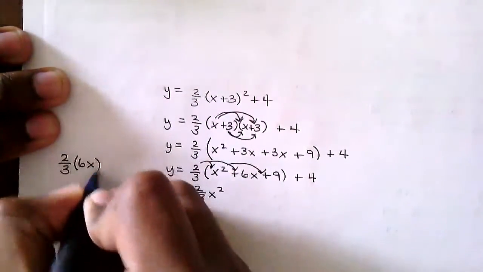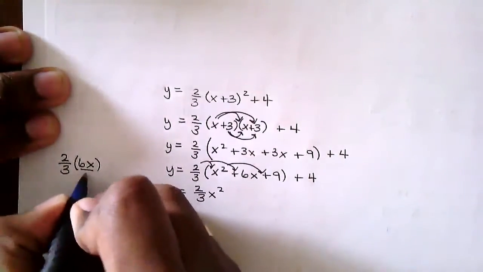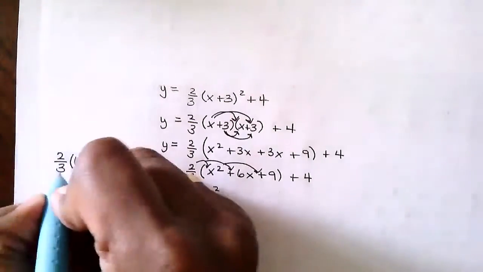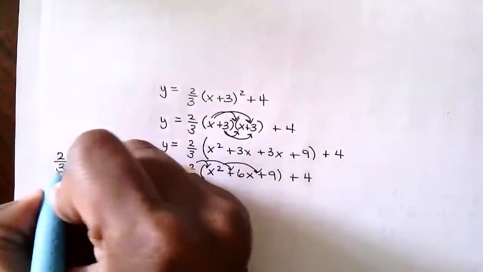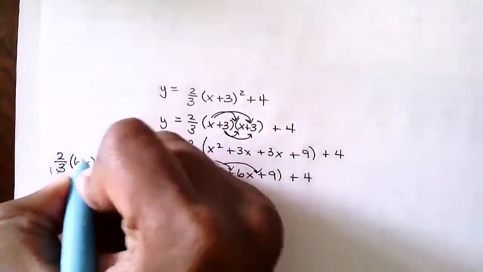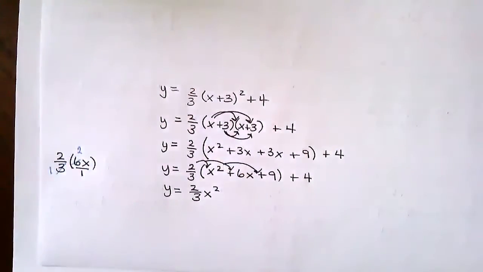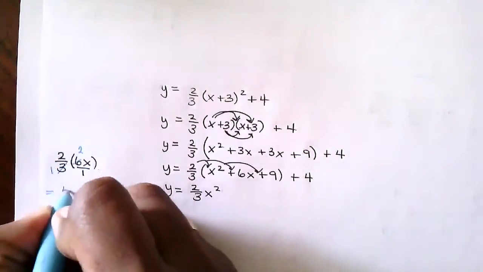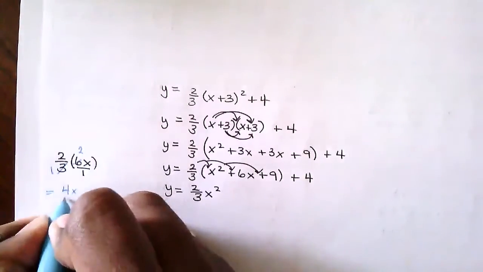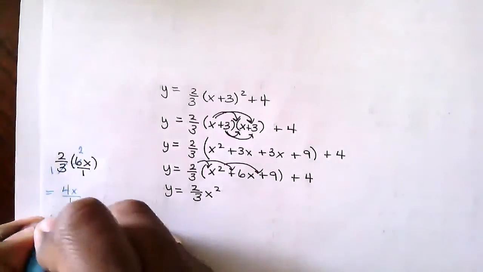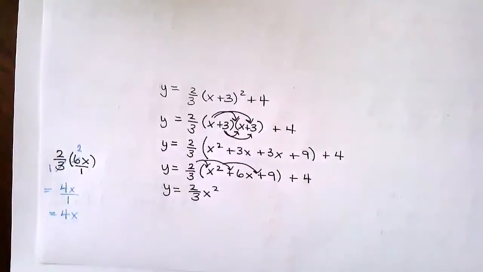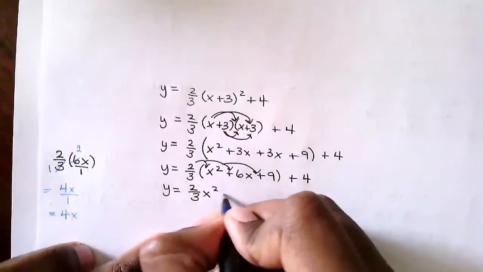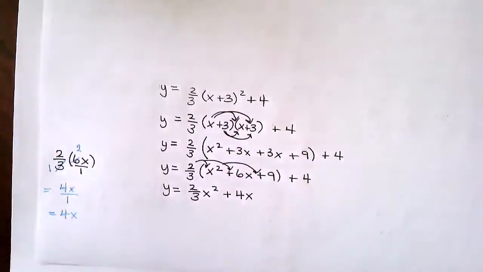So 2/3 times 6x. I can rewrite this as a fraction by putting a 1. I can start simplifying this because 3 and 6, I can divide both of them by 3. So 3 divided by 3 is 1. 6 divided by 3 is 2. And now I have at the top 2 times 2x, which is 4x. And at the bottom, 1 times 1, which is 1. And 4x divided by 1 is just 4x. So 2/3 times 6x is the same thing as plus 4x.